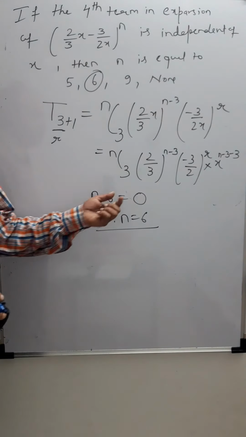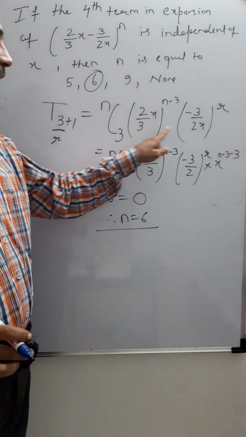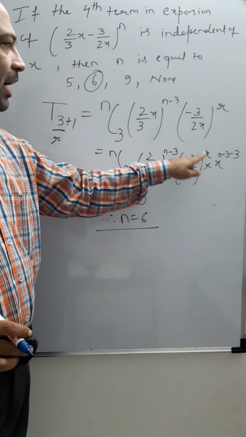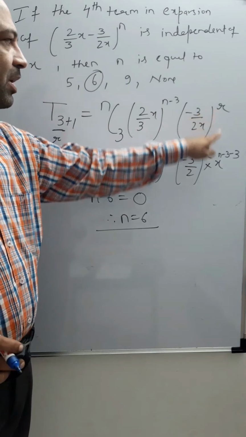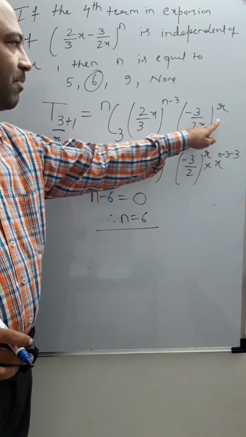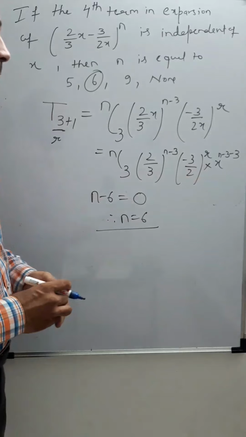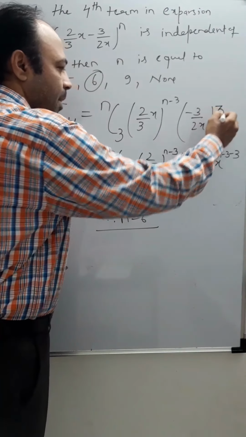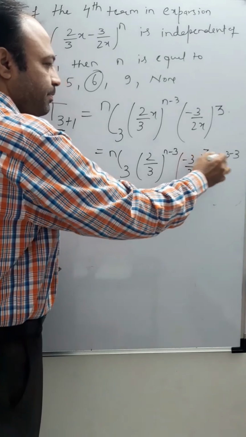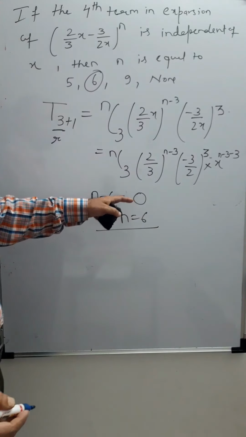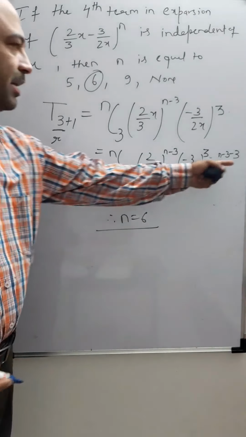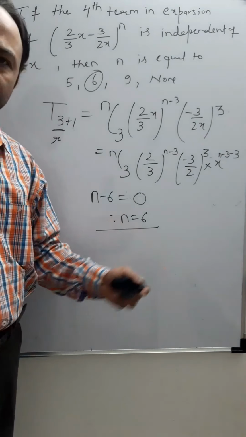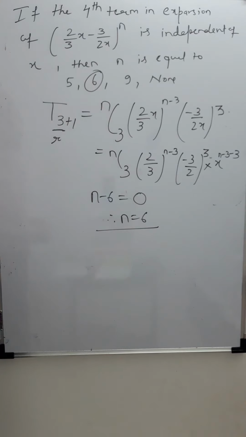Fine? Very simple. What have we done? We collected the power of x in one place, x to the power n minus 3, and here it is x to the power, rather than r, I put 3. See, r is 3 here. So n minus 6. So for the independent term, what happens? The power should be equal to 0. So n minus 6 equals 0, therefore n equals 6. So 6 is the answer.